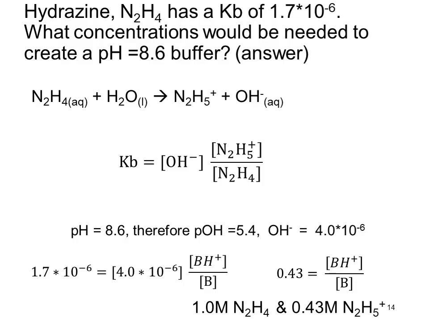Okay, so let's set up our Kb equation, Kb is equal to OH minus times the conjugate acid over the base. pH is 8.6, therefore we actually want a pOH of 5.4, which is an OH minus concentration of about 4 times 10 to the negative 6th. Figure it out and get the ratio, we get kind of a funny number of 0.43. So the easiest way to get a ratio of those numbers is just to use 1 molar base, 0.43 molar conjugate acid. And there we go. We should get our 8.6 pH almost exactly.